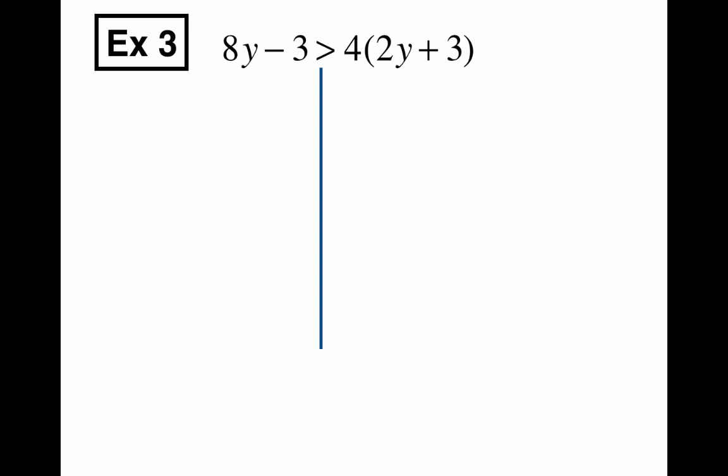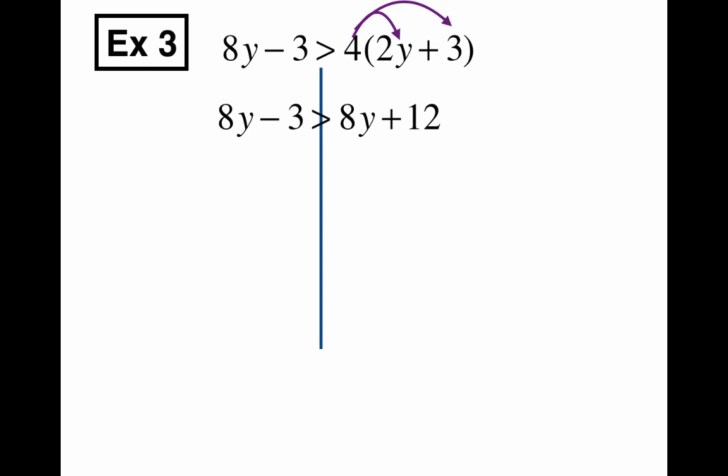Okay, well, let's talk about example 3. So this one's going to be a little more complicated. Check this one out. We're going to solve for y. 8y minus 3 is greater than 4, parentheses, 2y plus 3. Okay, well, let's go through this one. Well, there's a lot of things we could do, but the distributive property is what I like to do first. So I'm going to do 4 times 2y and 4 times 3. 4 times 2y is 8y, and 4 times 3 is 12. So we have 8y plus 12, and I still have 8y minus 3 on the other side.